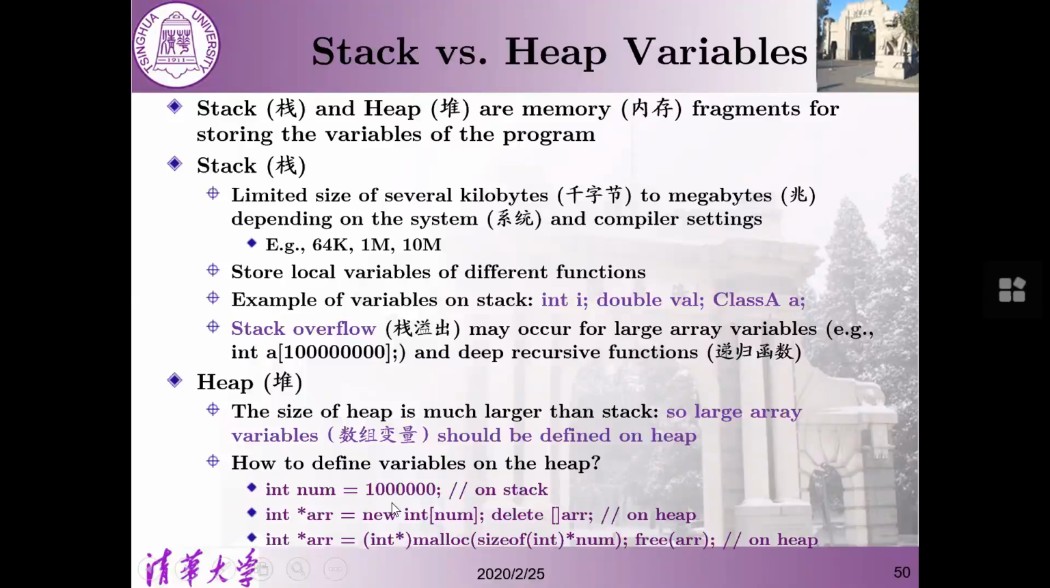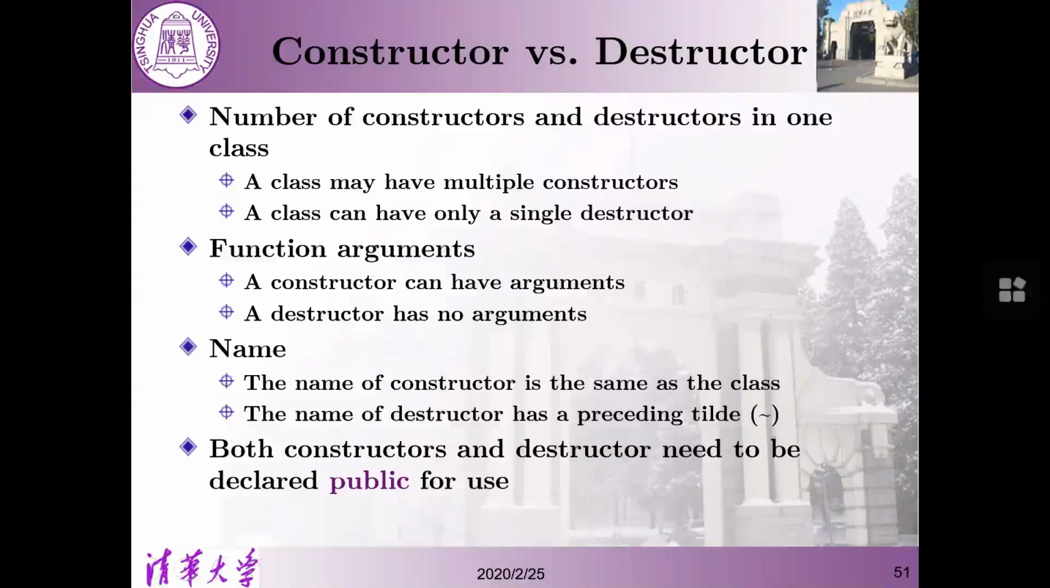So these are the ways how to define heap variables using new or malloc. This is a C function actually. Malloc is a C function to allocate memory on the heap. So in this way, we are defining arrays on heap. So these variables are very large, and also we need to delete. Otherwise, this memory will be leaked into the system. So that's called memory leaks. Okay, and this is stack and heap.